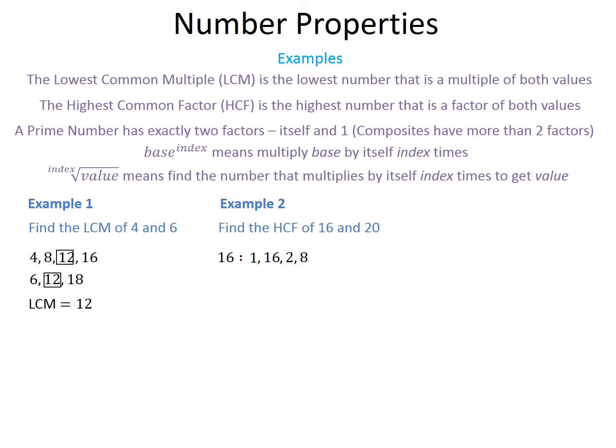Then I think 3 times something. No, can't think of anything for that. What about 4 times something? 4 times 4 gets 16. Remember, you only have to write down the 4 once. And so there's my factors of 16.